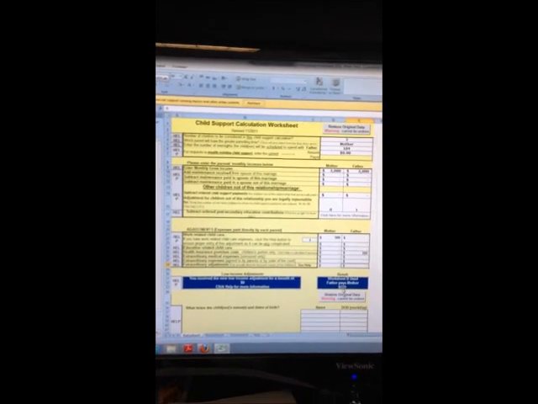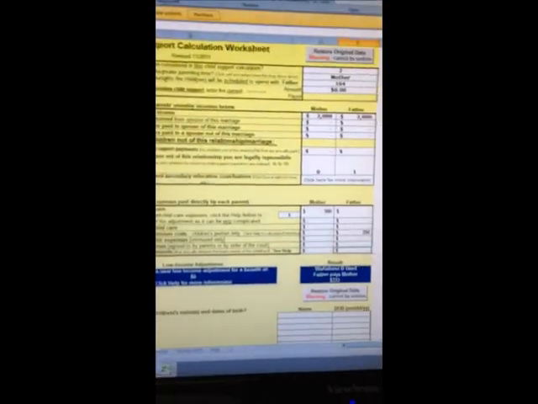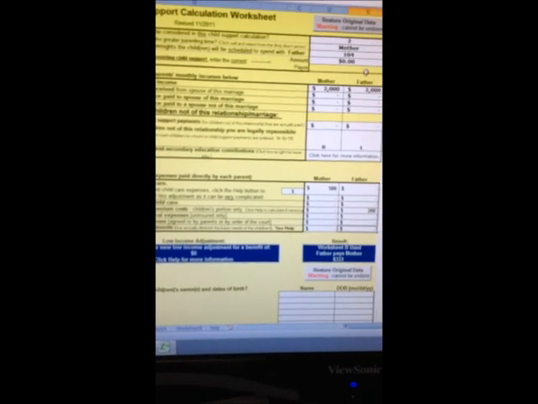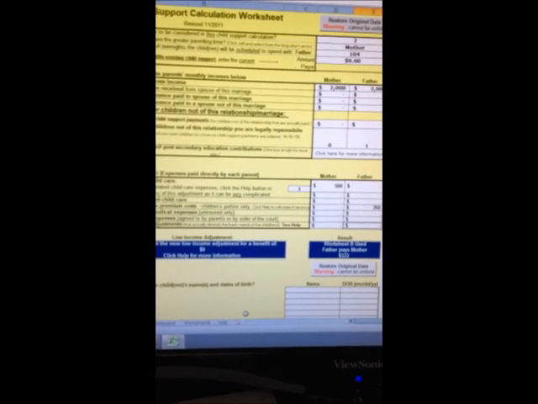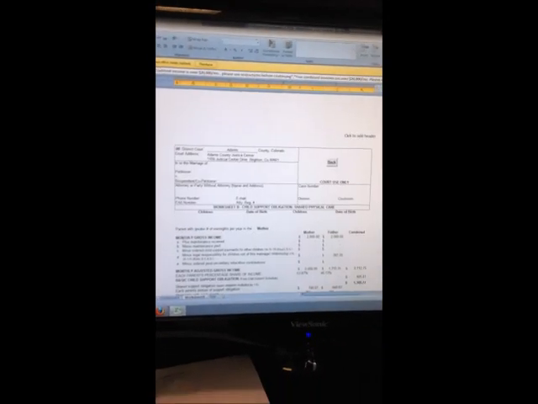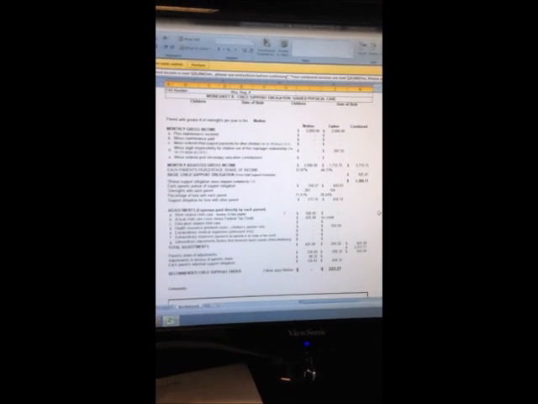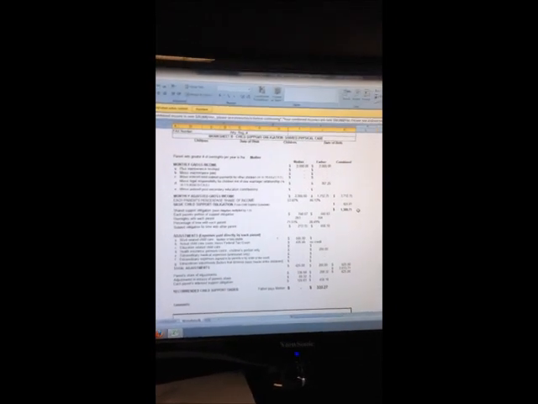So you see this number keeps changing. The calculator is telling us that under these factors, father pays mother $333 a month. That would be a worksheet B. This is what it would finally look like. Okay? So that's how you can get a general idea of what child support can be.